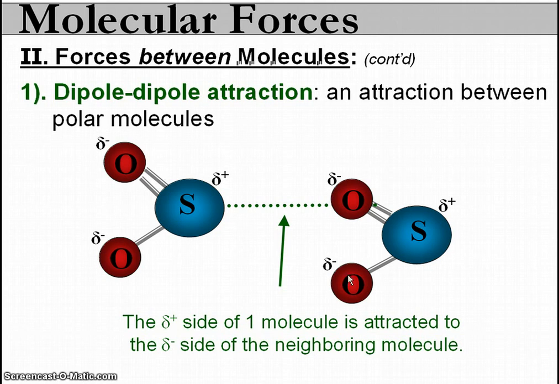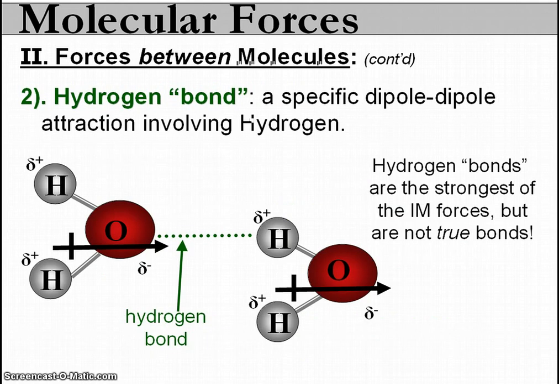The same thing is occurring with this second sulfur dioxide molecule, and what then happens is, just like all positives and negatives, we see an attraction. Opposites attract, and that attraction between these two molecules is an intermolecular force. It's called a dipole-dipole attraction because the positive side of one dipole, you could think of this as a dipole arrow, is attracted to the negative side of the dipole of the neighboring molecule. Now, if you have a molecule that involves hydrogen, this is a specific type of dipole-dipole interaction, which is referred to as a hydrogen bond.